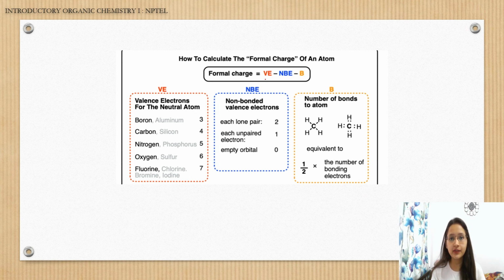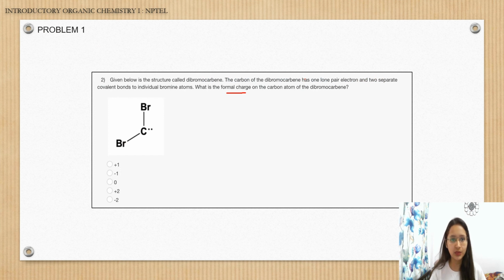So what is meant by the formal charge? There is a formula to calculate the formal charge of an atom. Here we can see that VE denotes the valence electrons of the neutral atom. NBE corresponds to the non-bonding valence electrons, that is, the lone pair present on an atom. And B is the number of bonds that an atom is now forming, right? Based on these three things, we have to calculate the formal charge.